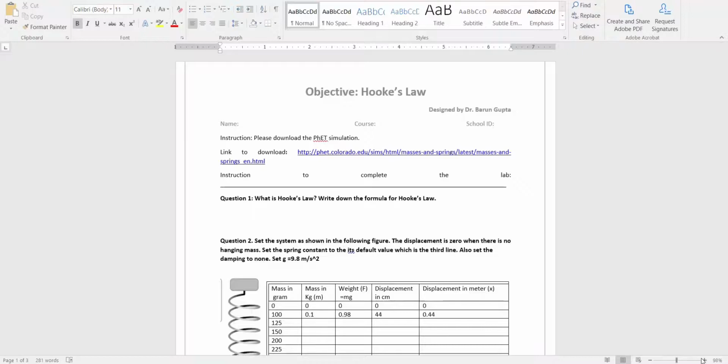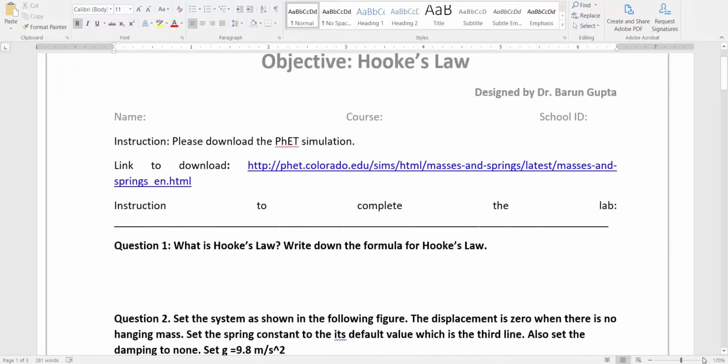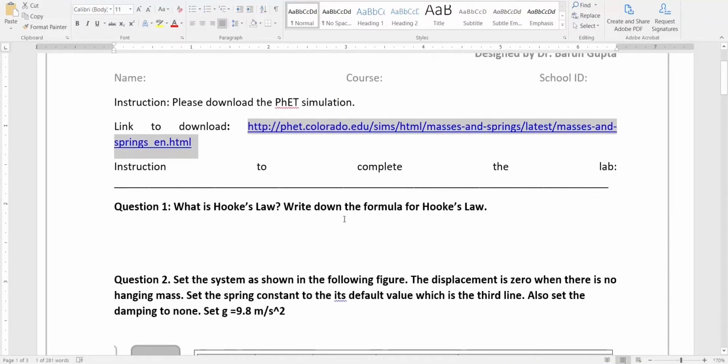In this video, I'll talk about how to do the Hooke's law experiment. The first thing you need to do is download the PhET simulation, and you can download the spring mass simulation, which is from the PhET, by clicking onto this link here. After completing, you need to answer all the questions and do the experiment.